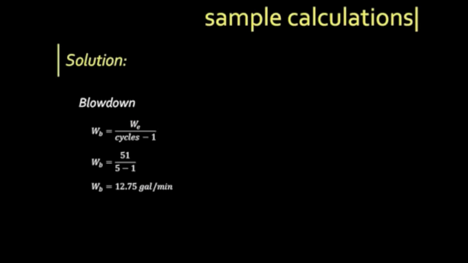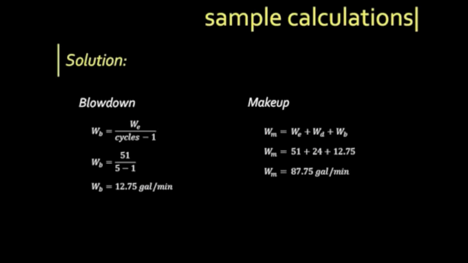Now, let's go back to the main problem. Let's calculate the make-up water value. Make-up water value is equal to the evaporation loss, or WE, plus the blowdown, WB, plus drift loss, WD.